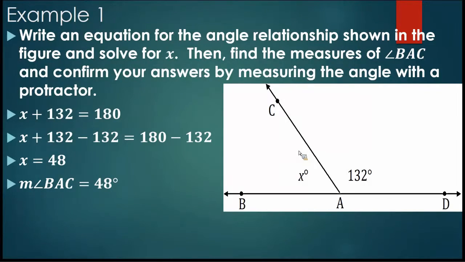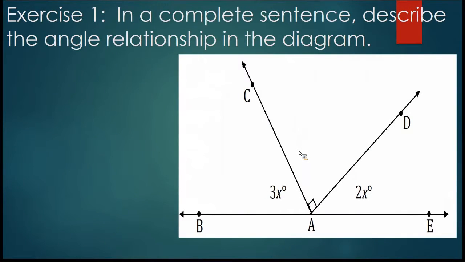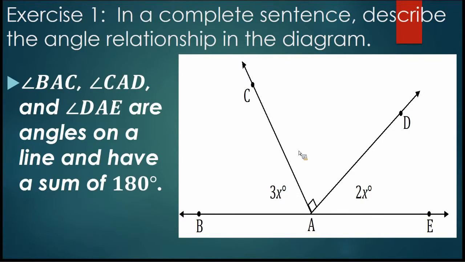So the measure of BAC is 48 degrees. And that's our final answer. Exercise 1. In a complete sentence, describe the angle relationship in the diagram. And they have a sum of 180.